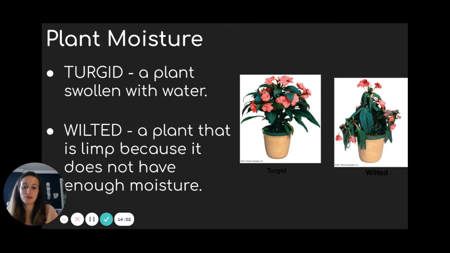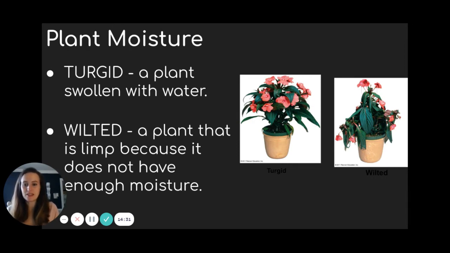Turgid is going to be when a plant is swollen with water. Now, tomorrow we're going to talk about plant cells, and we're going to talk about the cell walls having turgor. And what that means is the plant has enough water in its cells to help hold everything upright. So turgid is not a bad thing. You can overwater your plants. You can have them so swollen that they just kind of droop.